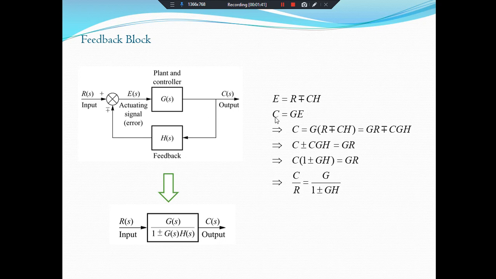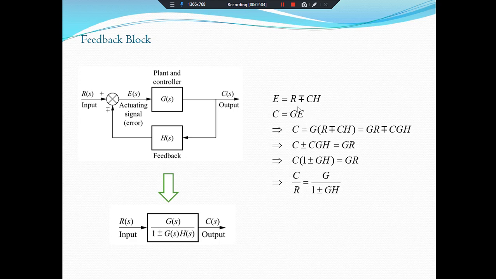And what will be C of S? The output will be G of S, this plant or controller, multiplied by the input of the plant. And what is the input of the plant? The input of the plant is E of S, and we have already found what E of S is.